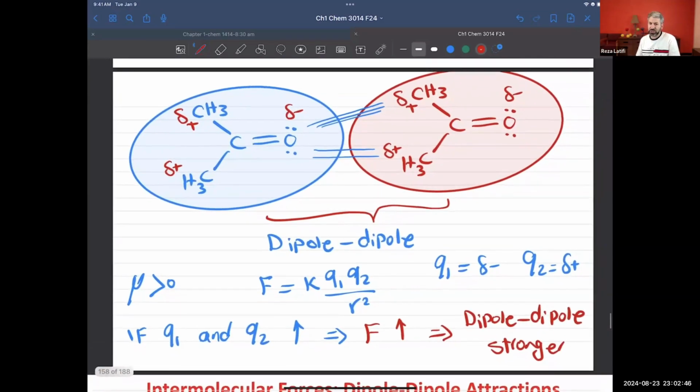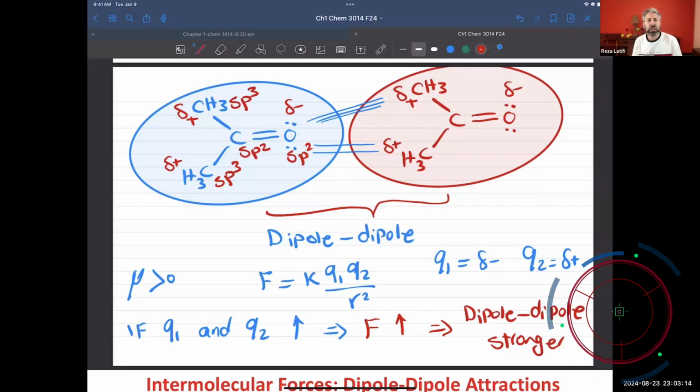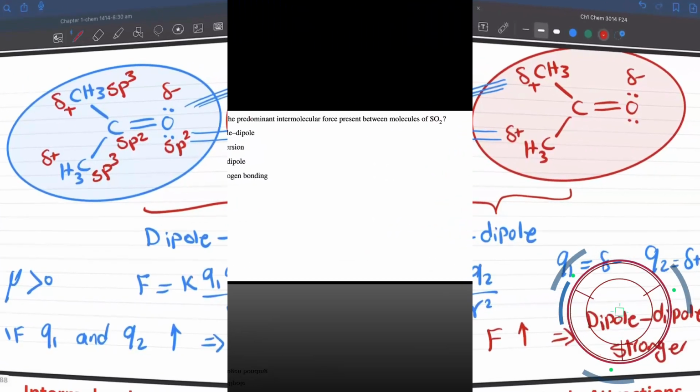So the dipole-dipole interaction comes from permanent positive and negative charges. In order to have permanent positive and negative charges, we need a difference in electronegativity or a difference in hybridization. This is sp3, sp2, and that one is sp2. Of course, that carbon also is going to be sp3. Clearly, we have different hybridization, and that's the reason we have permanent positive and negative charges.